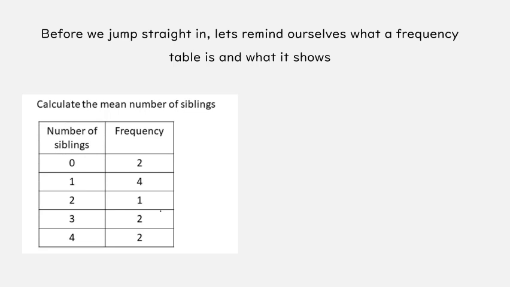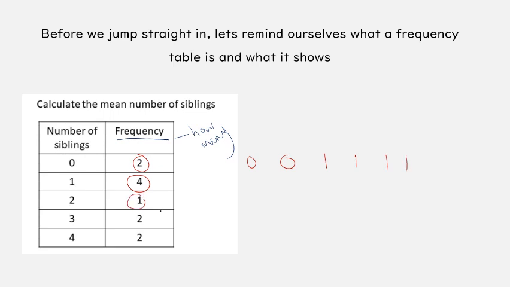Let's just remind ourselves. So this is looking at the number of siblings, and frequency, remember, just means how many. So if I was to write out the list of this data, it says the number of people who have 0 siblings is 2, so 0 comes up twice. This 4 here means there were 4 people who had 1 sibling, so I'd have to write 1 4 times if I did my survey.